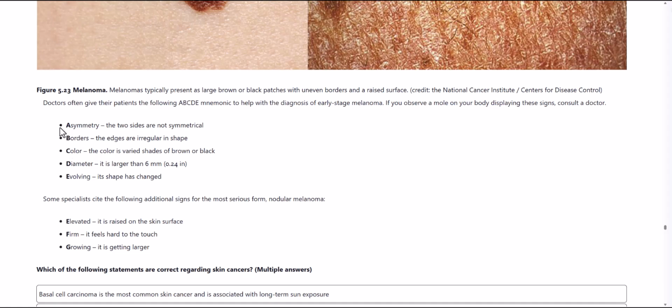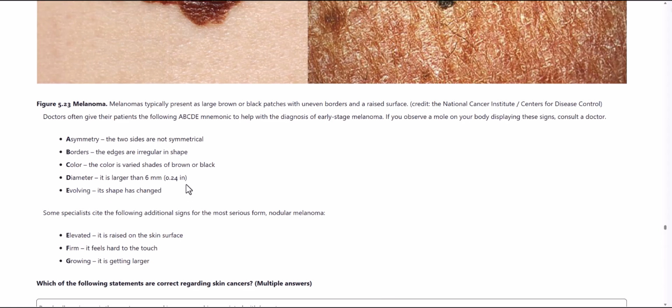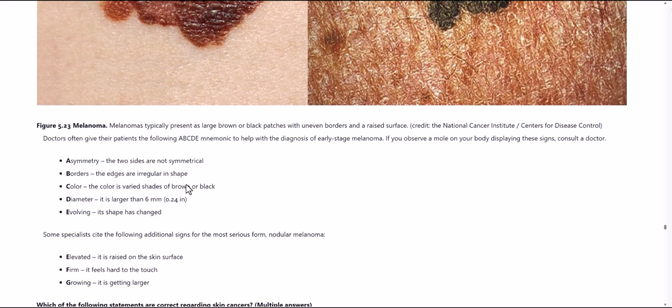If you see the borders changing or becoming irregular, if you see color splotches or differences in the color of the mole, if you see that it's getting larger, it's growing in diameter, or that it's evolving, maybe it's getting thicker or elevating, then you want to call your doctor immediately. The problem in the world is that dermatologists, skin doctors, are very busy. There are not enough dermatologists.